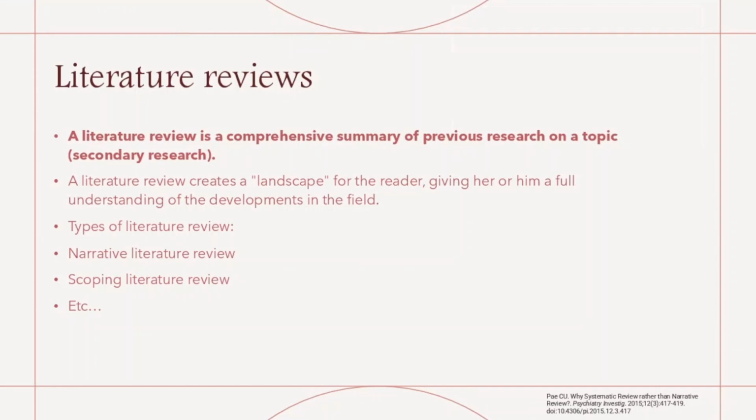What is secondary research? Secondary research is a type of research that is performed based on data that is not novel, it's not experimental. Secondary research is a type of research that is performed based on data that has already been published. And what is the function of the literature review? A literature review creates a landscape for the reader, giving them a full understanding of the development in the field. There are different types of literature reviews. For instance, there are narrative literature reviews, scoping literature reviews, and so on.